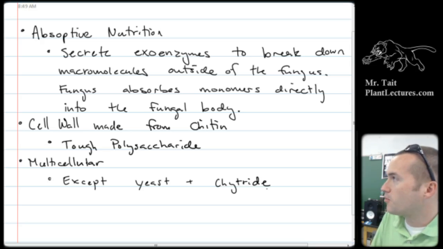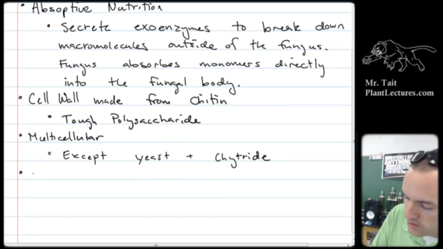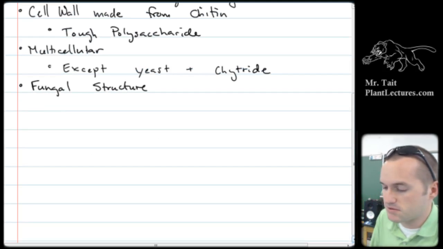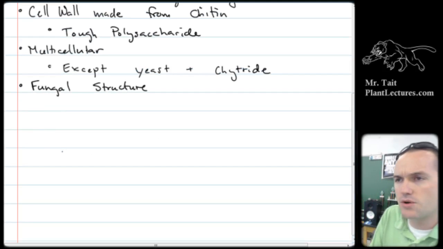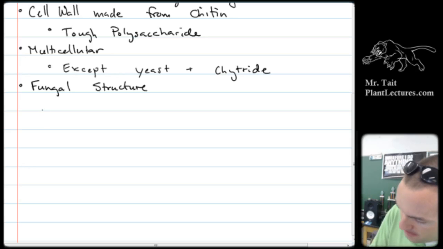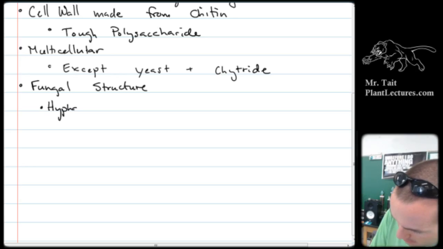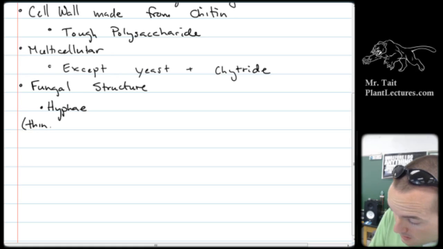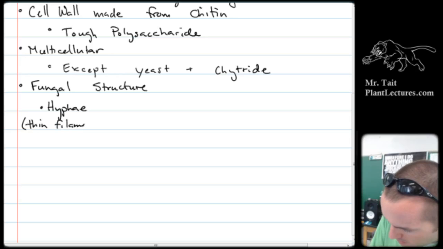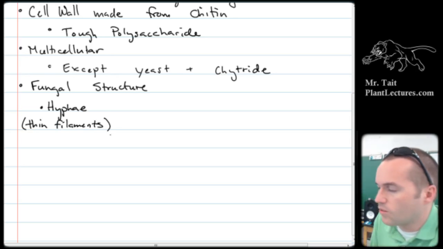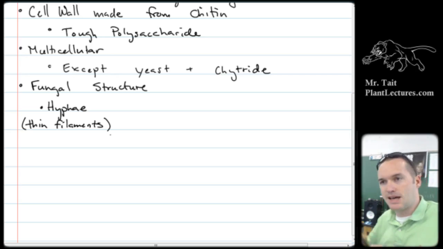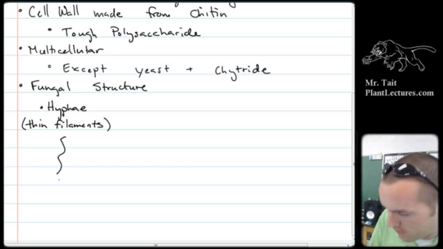All right. So let's talk about what a fungus is made out of. Let's talk about the fungal structure. All fungi are essentially going to have three types of structure. The first one is called hyphae. Hyphae are these very thin filaments, and essentially we're going to see that the hyphae are like one cell thick. They're just cells that are stacked end to end to end, right? And so this is my thin filament there.